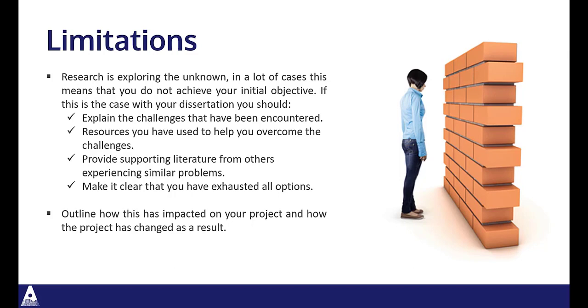You didn't give up at the point of the first limitation. You've tried to investigate it further and push and push and push to find out more information until the point where you have exhausted all of the options. And then finally outline how this has impacted on your project and how your project changed as a result, or how your results aren't as significant because of this limitation. There's always some impact to your research because of limitations, so make sure to make that clear.